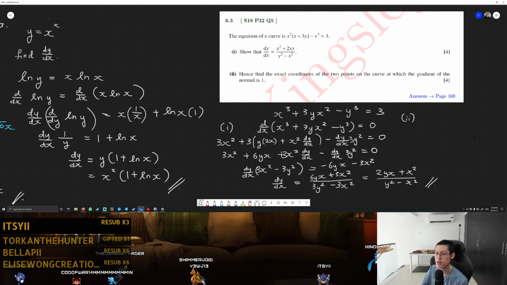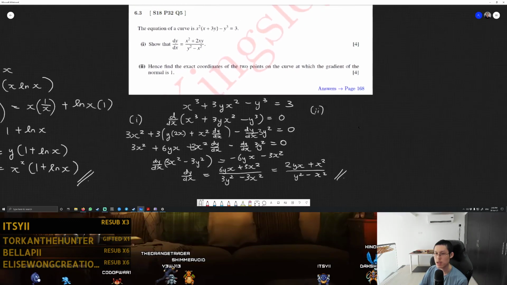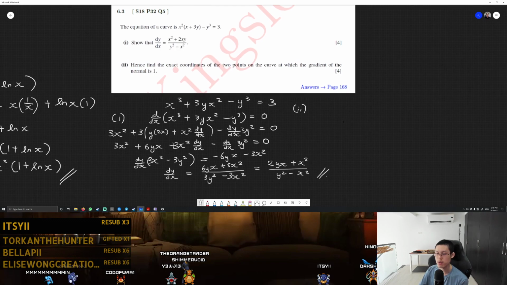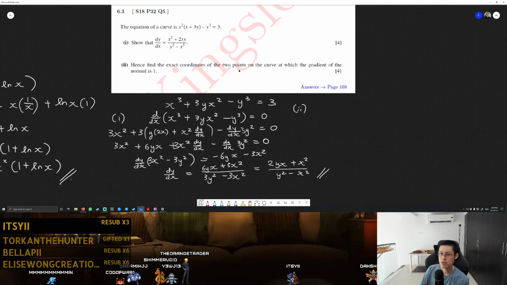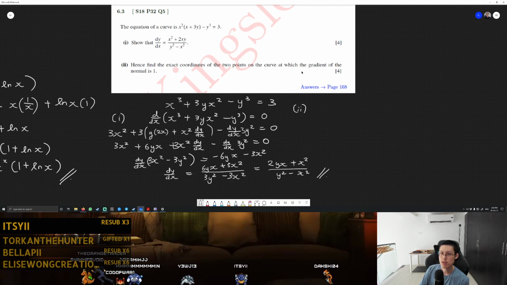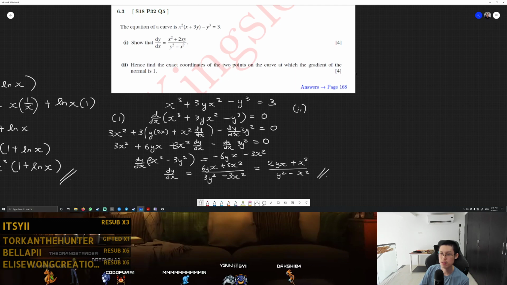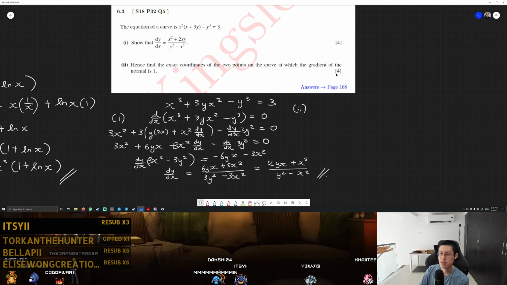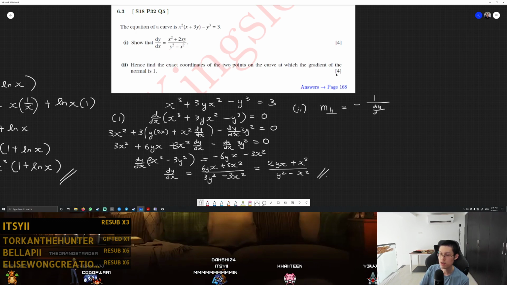Part 2. Hence, find the exact coordinates of the 2 points on the curve at which the gradient of the normal is 1. Okay, so we're trying to find 2 points on the curve at which the gradient of the normal is 1. Right, so we know that the gradient of the tangent is dy/dx. So the gradient of the normal is going to be negative 1 over the gradient of the tangent. Right, it's the negative reciprocal.